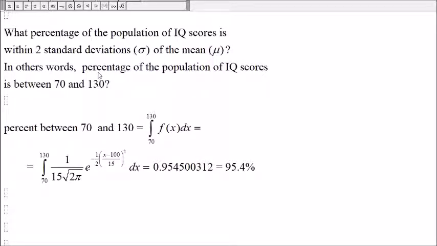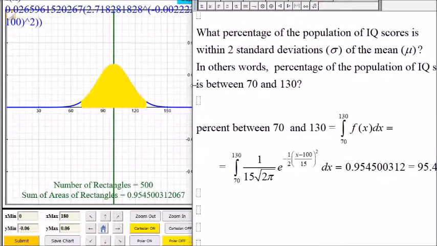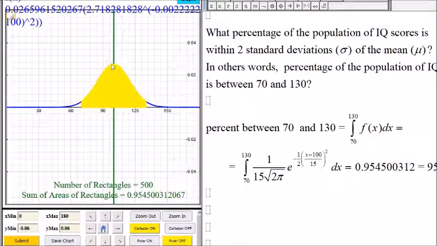To find the percentage of the population with IQ scores between 70 and 130, we need to find the area between the graph and the x-axis from 70 to 130. And this is what the graph looks like. Once again, this is the graph of the PDF, the probability density function, which is this function right here. And this is the area between 70 and 130.